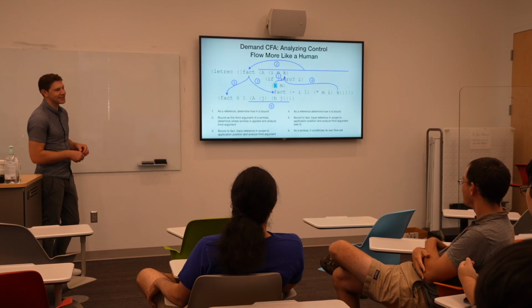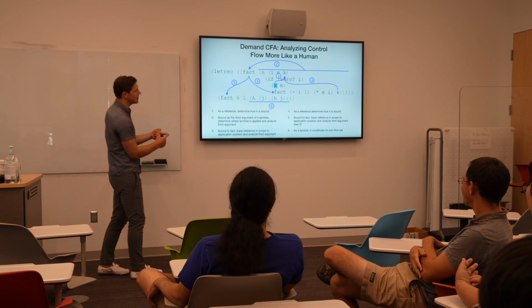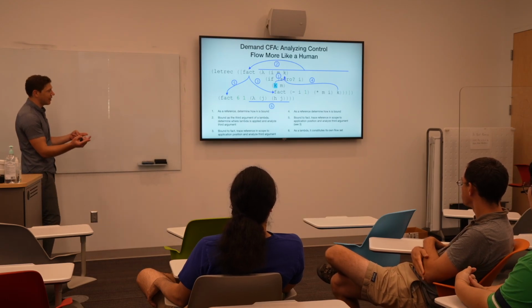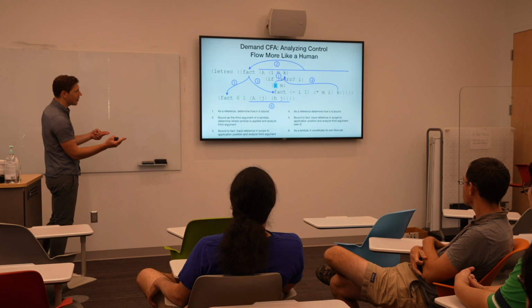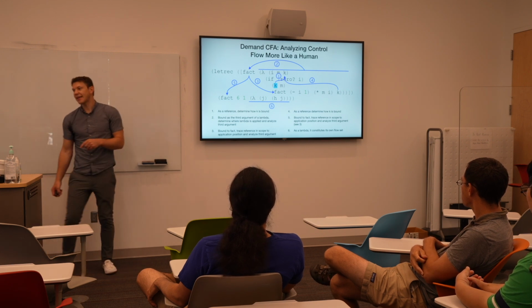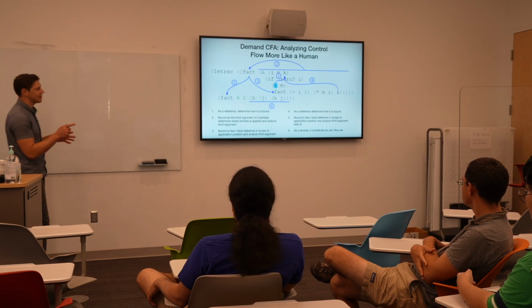Exactly. You could have invented demand CFA. This is exactly how you would do it. You say, okay, well, K is a reference, so that means it's going to take its value from a binding. So you say, oh, it's the third parameter of this lambda. Well, where is this lambda applied? And so these arrows indicate not the flow of values, they indicate the attention of the analysis.